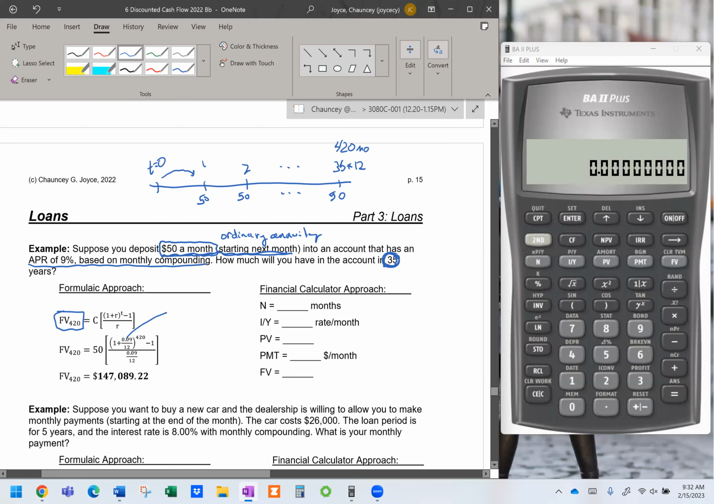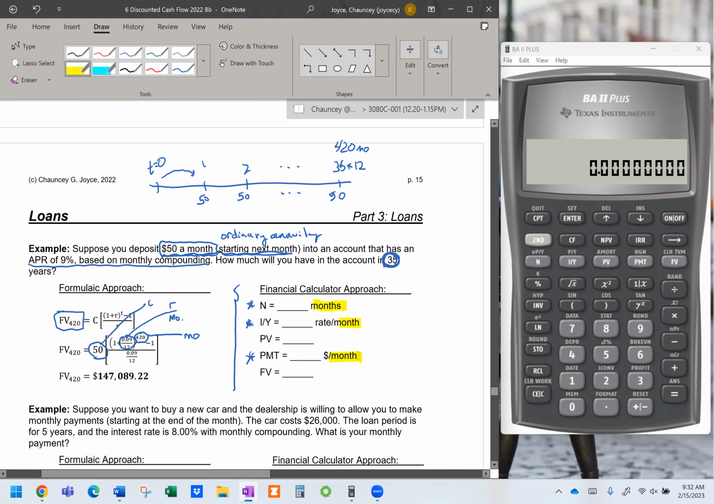So we take our 9% over 12. That's our rate per month. That's our periodic rate. Time, also measured in months, is your 35 times 12. And your payment is also per month. So on this side, all three are consistent. And we need to focus, if we're trying to do this on our financial calculator, that time, your rate, and your payment are also measured monthly.